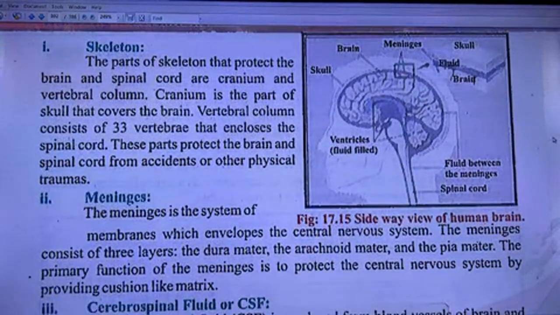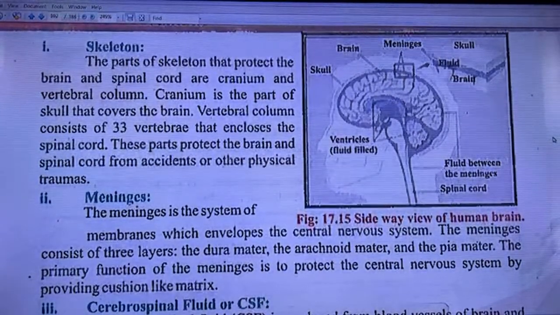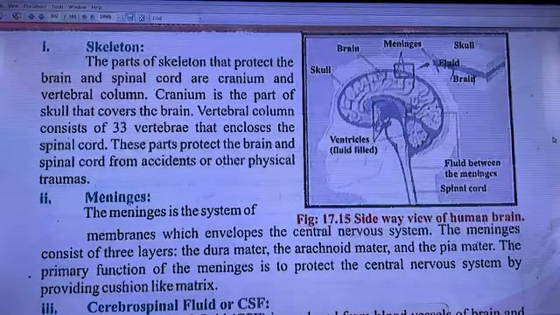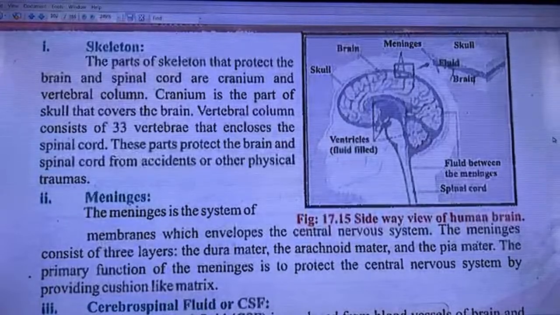Skeleton. The parts of skeleton that protect the brain and spinal cord are the cranium and vertebral column. Cranium is the part of the skull that covers the brain. Vertebral column consists of 33 vertebrae that enclose the spinal cord. These parts protect the brain and spinal cord from accidents and other physical traumas.